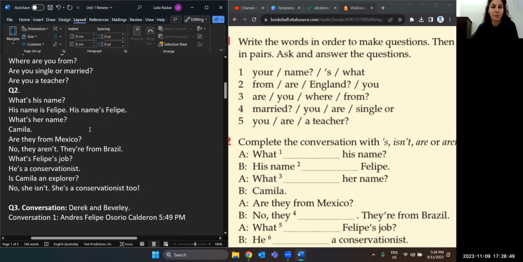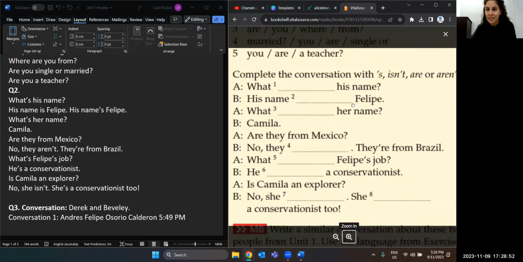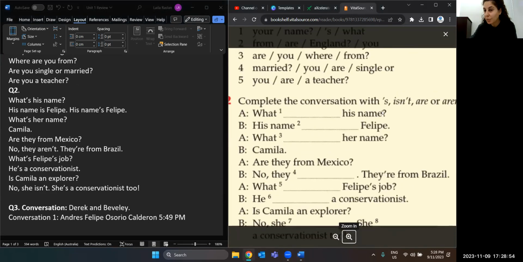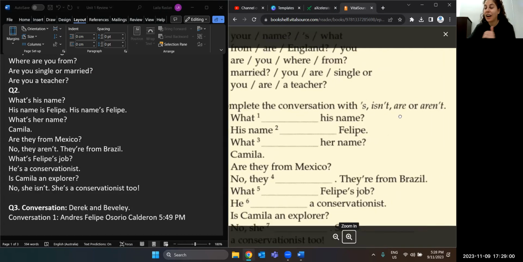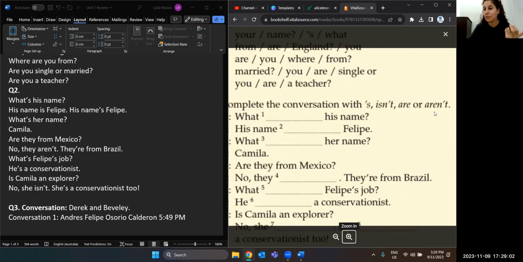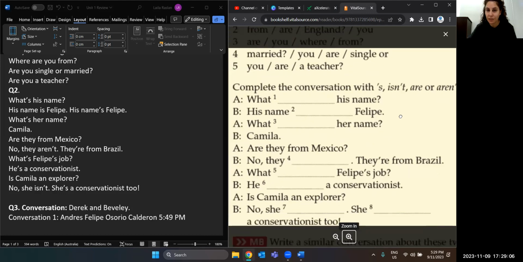So it looks pretty simple. Okay, we can go to number 2. Complete the conversation. We might have a contraction with the S, isn't, which is the negative, or aren't, the negative of maybe you aren't, we aren't, they aren't. So just be careful, we don't know.